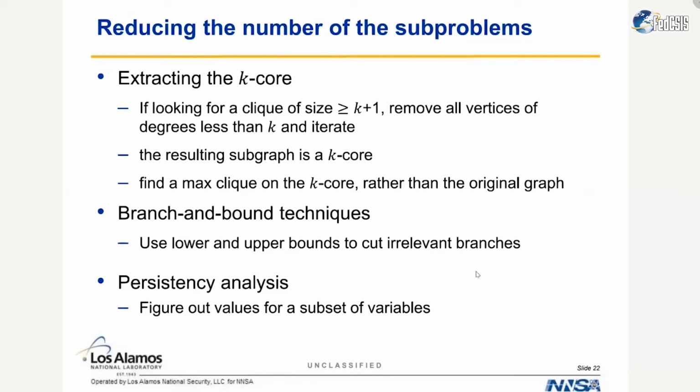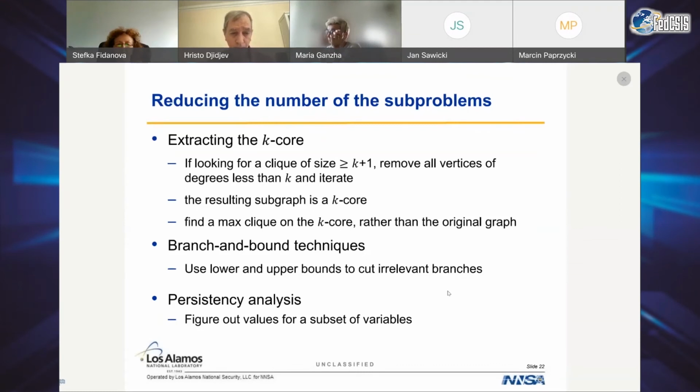Another is the so-called branch and bound technique, which uses lower and upper bounds to cut irrelevant branches. Irrelevant branches of the decomposition tree are the ones where we can figure out, even without going through the branch, that it doesn't contain an optimal solution, so we don't need to look into that branch. This can also significantly reduce the search space.